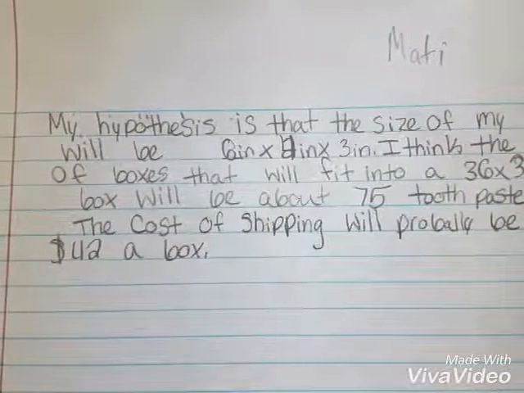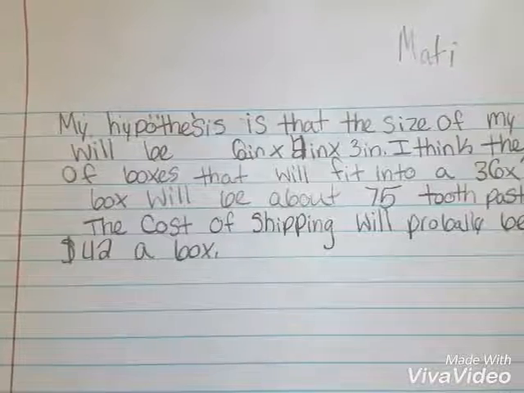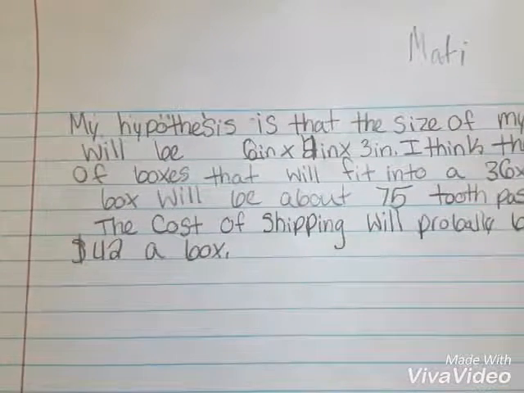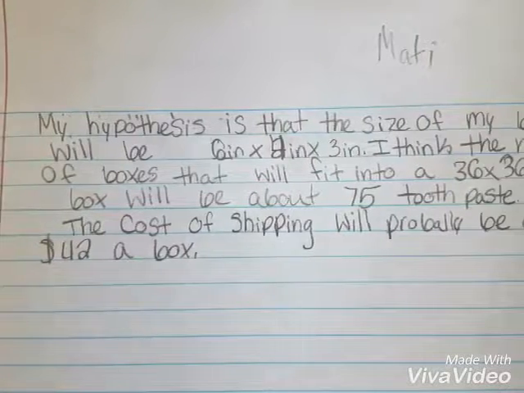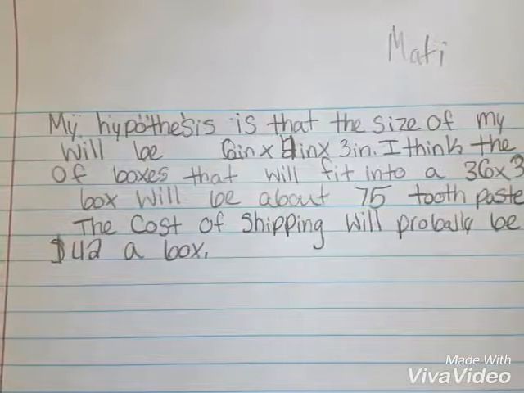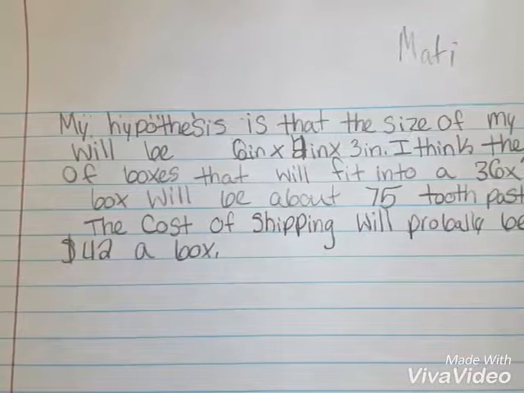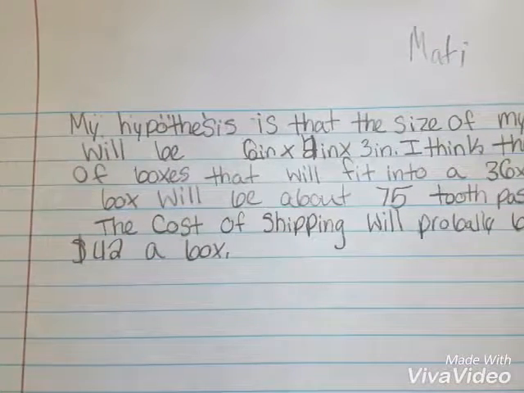My hypothesis is that the size of my box will be 6 by 4 by 3 inches. I think the number of boxes that will fit into a 36 by 36 by 24 box will be about 75 toothpaste boxes. The cost of shipping will probably be about $42 for a big box.